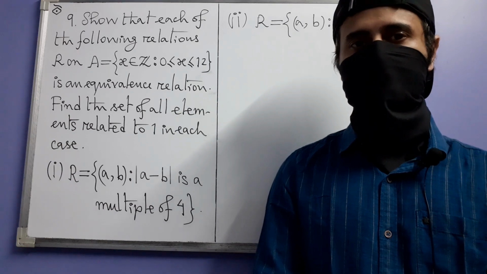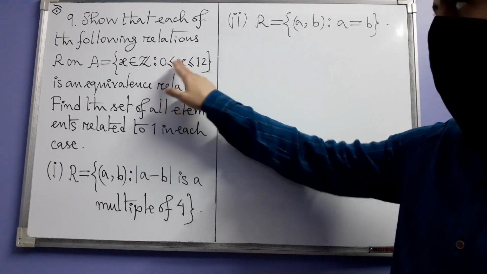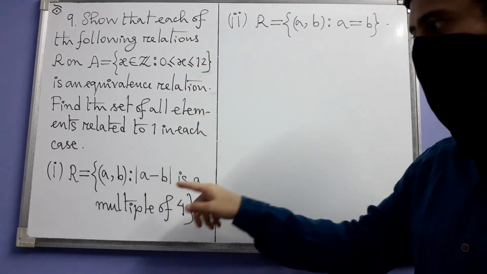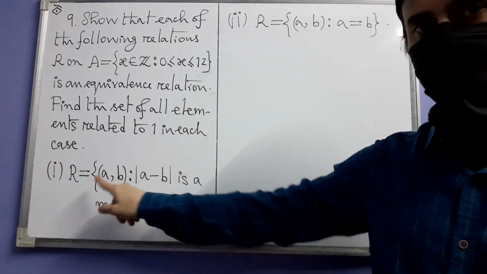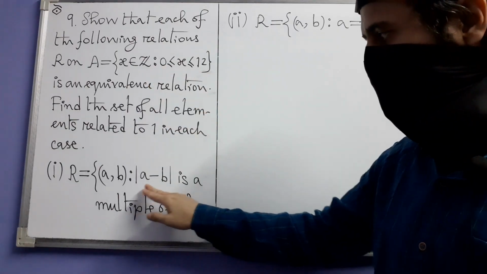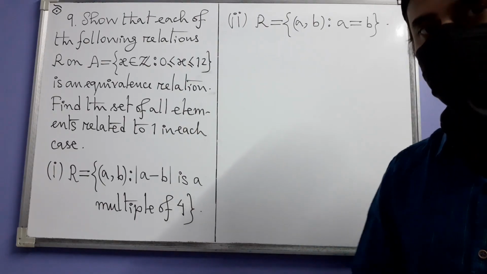Next we have exercise 9. In this one we have the set A of all integers from 0 to 12, and on A, two relations have been defined. The first one consists of ordered pairs (a, b). A and B of course are coming from A, they are elements of A, such that the absolute value of a minus b is divisible by 4.